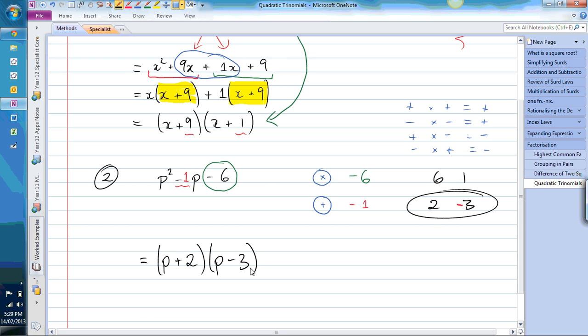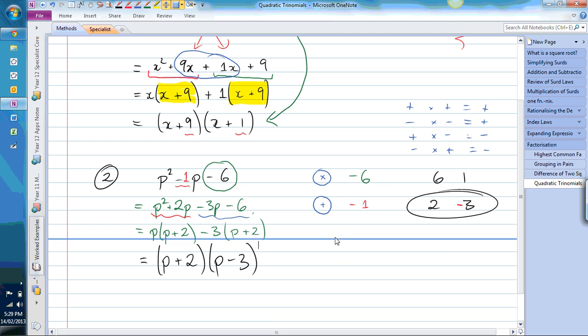Alternatively, if we're not confident with that, we can put the intermediate steps in. We rewrite negative p as 2p minus 3p. I need to put that plus sign in there. Negative 6. Okay. Then we group in pairs. Common factor of this one is p outside of p plus 2. Common factor of this one is negative 3, p plus 2.